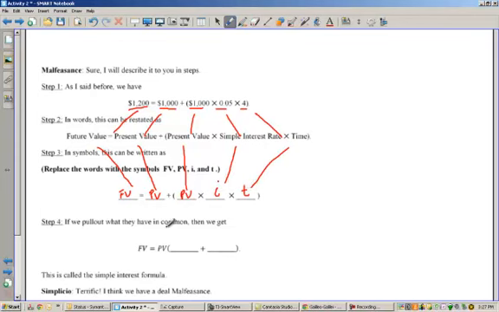If we pull out what they have in common, we look up here and they have a PV in common, so we pull out the PV. So we have FV equals PV times, and then we get a 1 and an IT.